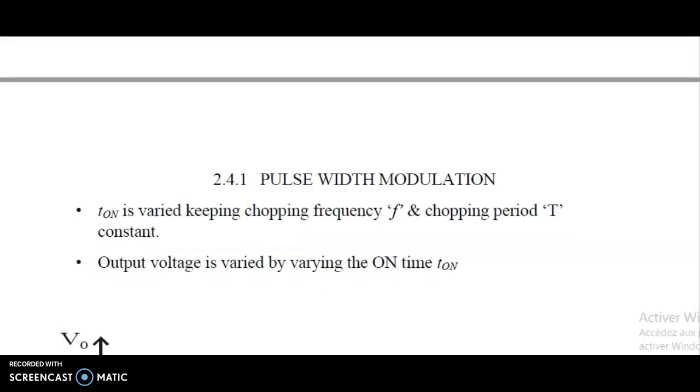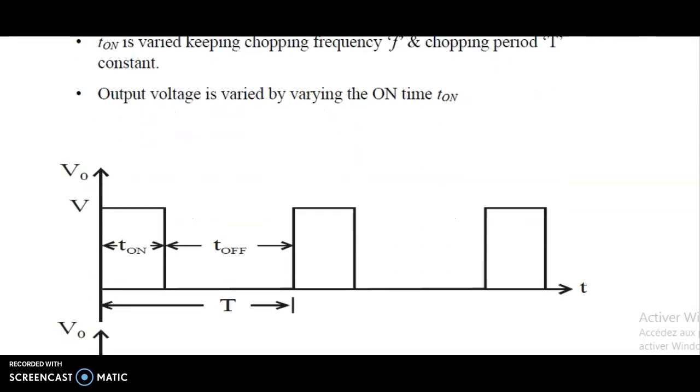Pulse width modulation: T on is varied, keeping the chopping frequency F and chopping period T constant, which means clearly if you vary T on, we are already varying VDC, unless it's a coincidence. If T on is equal to 5 and then T on is equal to 10, already we have a different situation. Output voltage is varied by varying the on time, which is T on. That's what I have already said.